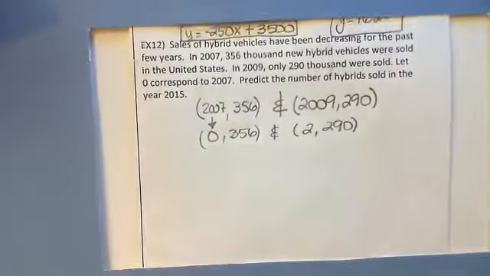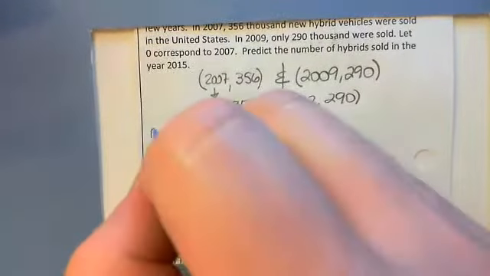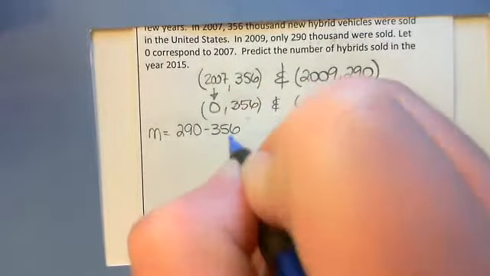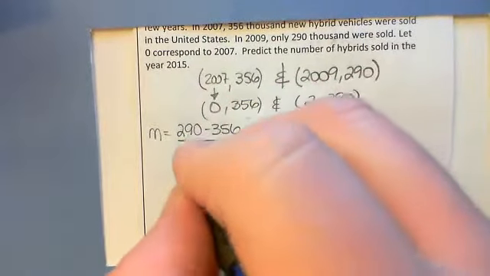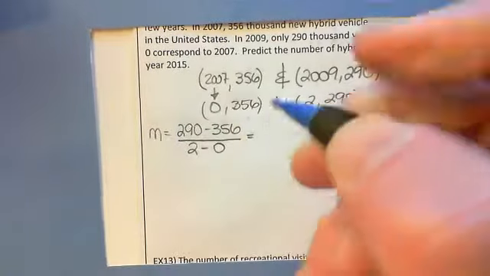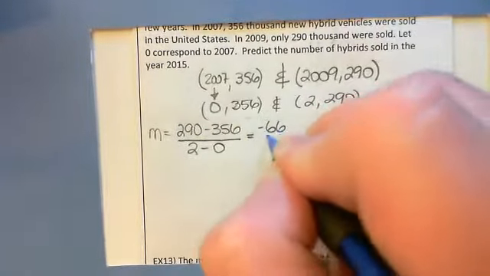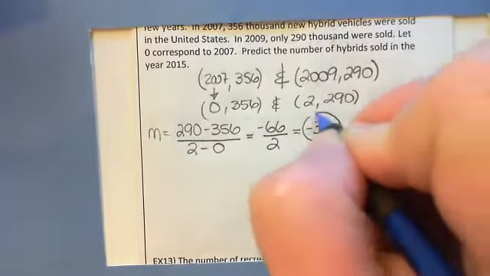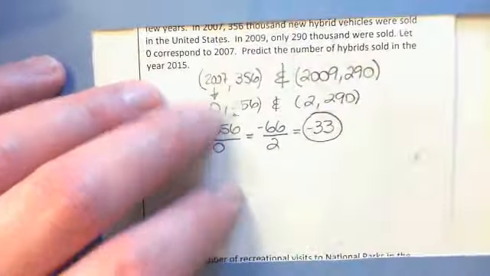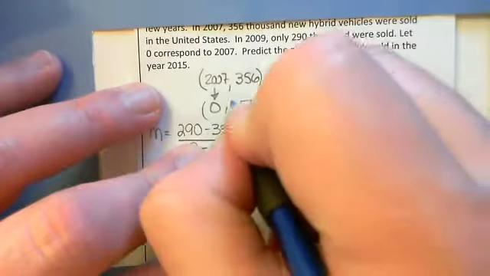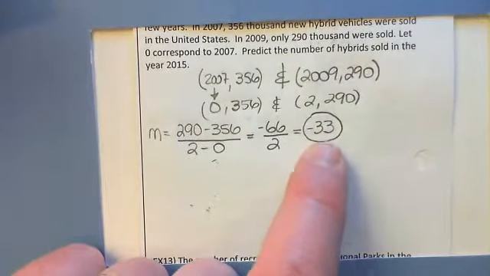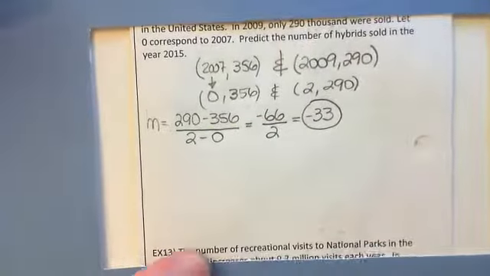Okay, with these two pairs, then I can find my slope, which would be 290 minus 356 over 2 minus 0. So that's negative 66 divided by 2, and this would be negative 33. Notice that I didn't use thousands, like 3 zeros at the end of these numbers, because I know that these numbers are representing thousands. So this is 33,000 fewer cars sold per year. That's what the slope means.